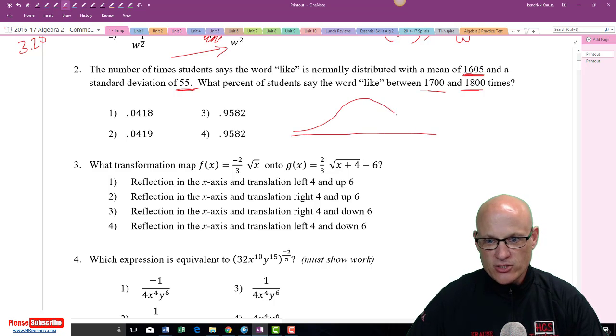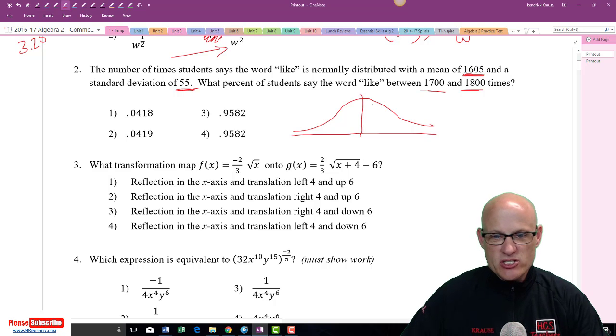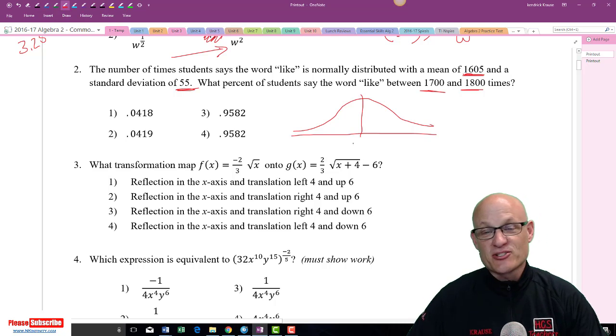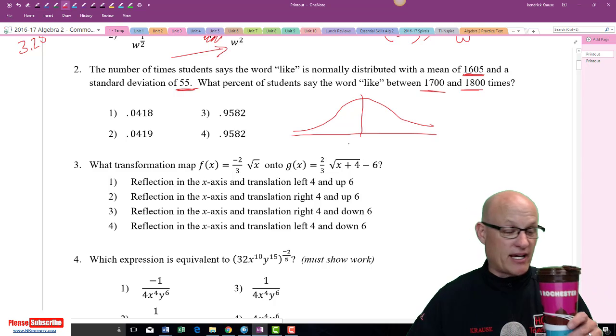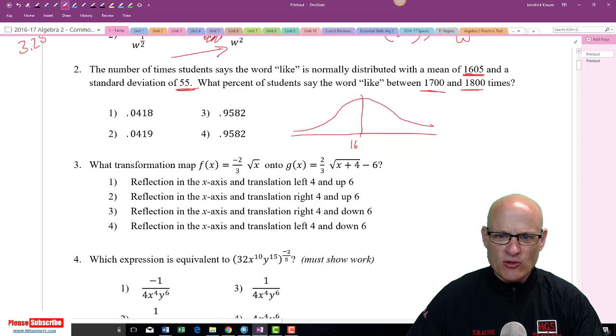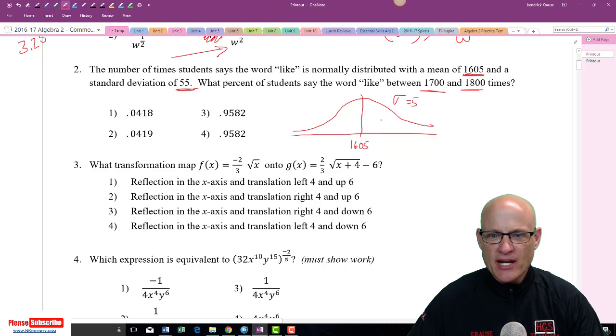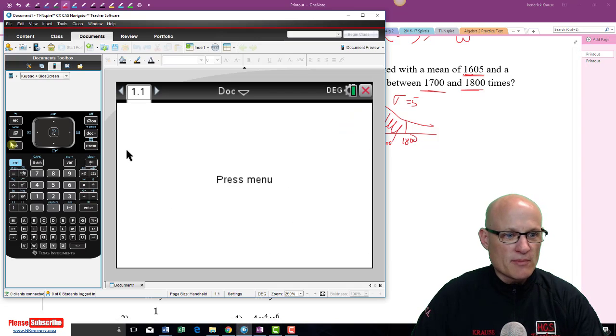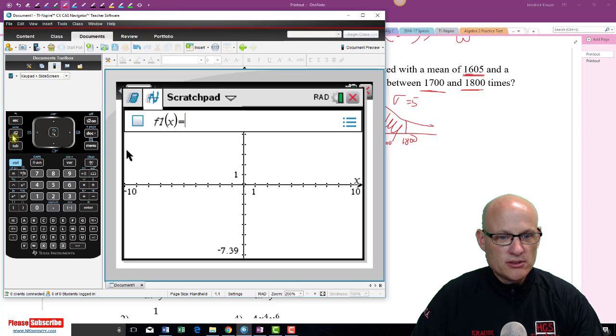Anyway, so I drew this normal distribution curve. By the way, I'm going to just keep coming back to the word like because it just sounds like fun. And I'll write 1605 here with a standard deviation of 55. And I want between 1700 and 1800. So, pop on over to the normal CDF. Go over to my calculator, right to my calculator mode.